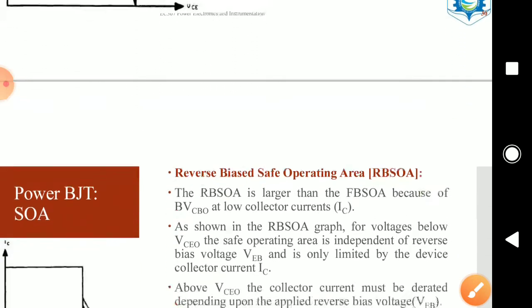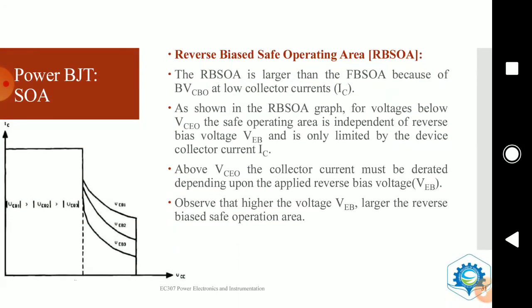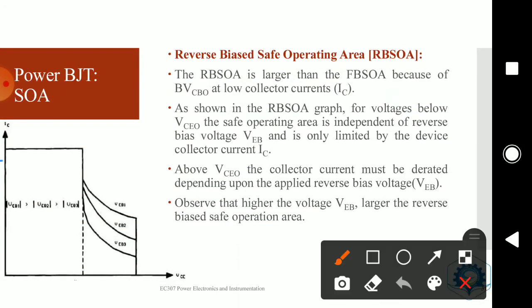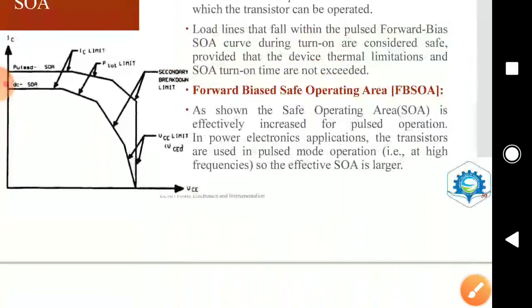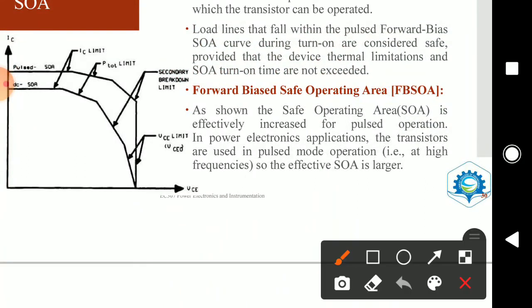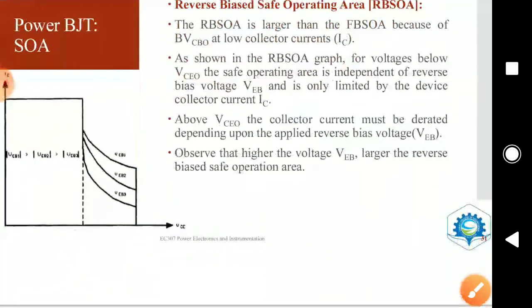Moving on to the reverse bias safe operating area, you can see that the area is much larger compared to the forward biased safe operating area. If you saw over here, it was much lower. At a particular point, the current had started to reduce, but over here, for much of the portion, you are getting a constant amount of current.